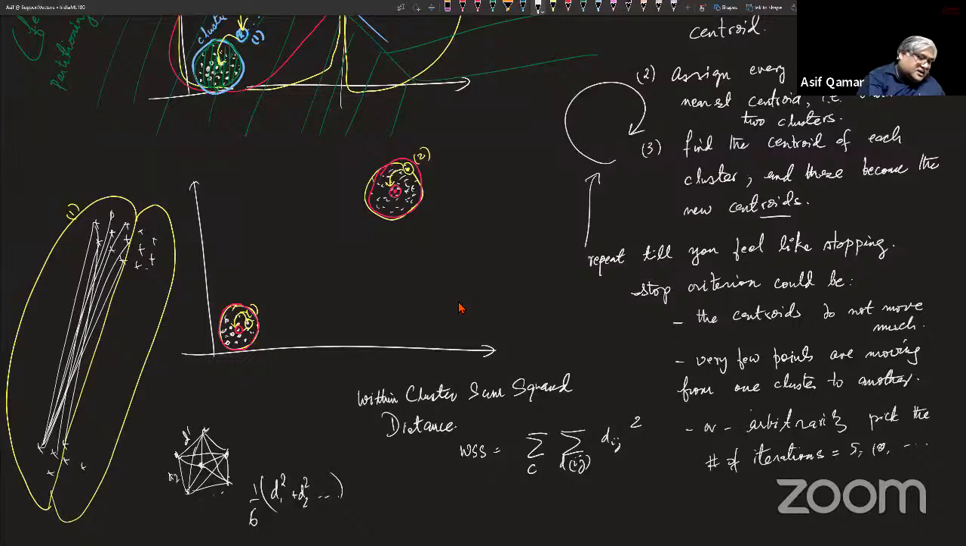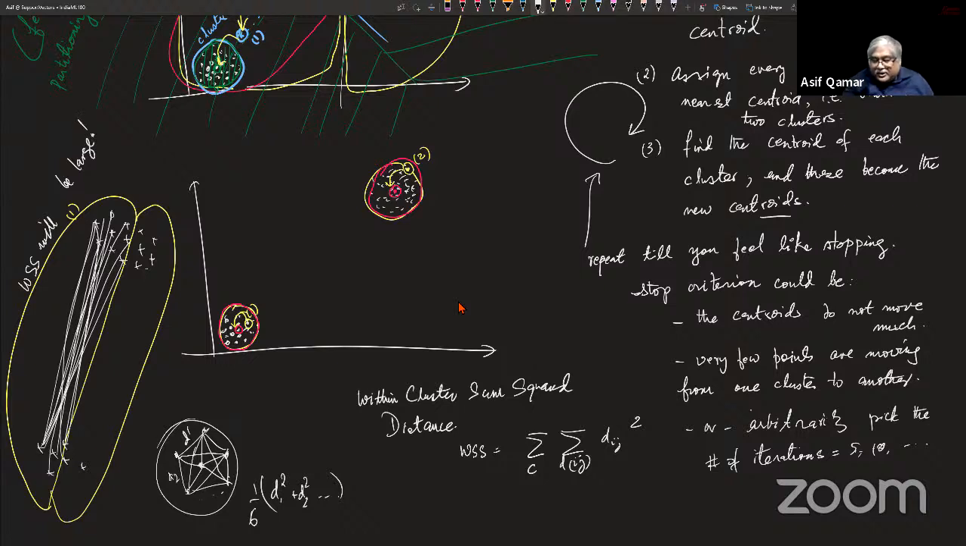Do you notice that? How many long, big lines I'm drawing compared to the other one? And we can keep going that. So you realize that these lines are much, much longer than in this situation when the clusters are clean. So your WSS here will be large, right?